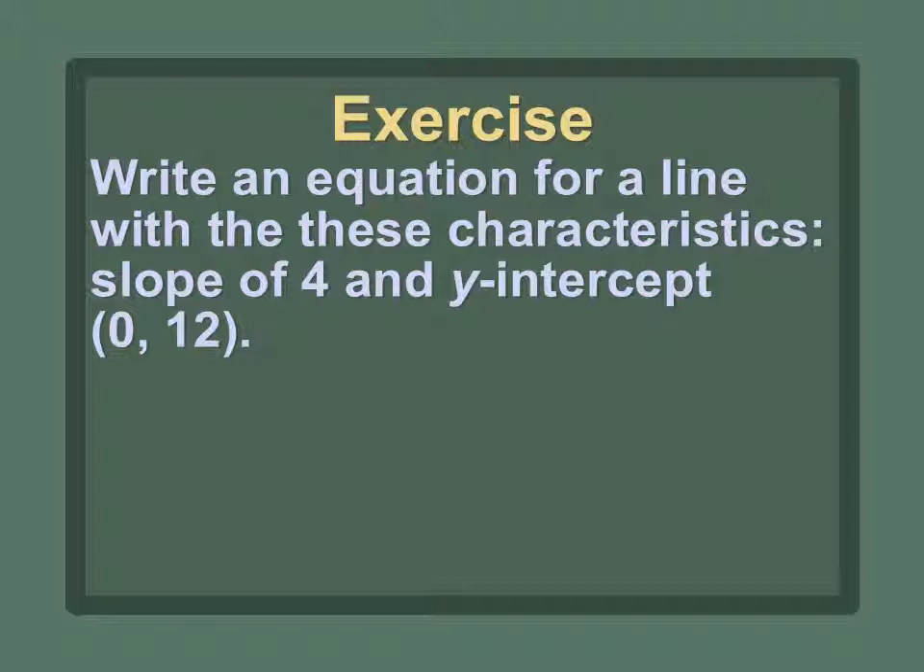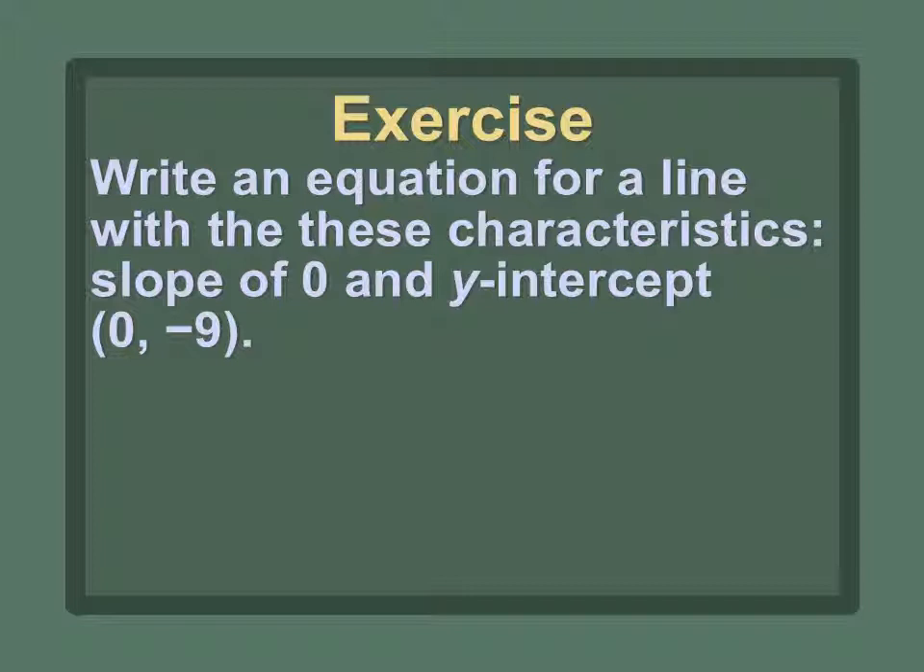So what if we want to actually write an equation? We want to write the equation for a line with certain characteristics. We have a slope of 4 and a y-intercept of (0, 12). Remember, slope is the m value in front of x, and the y-intercept is our b value in our equation. So if we think of y equals mx plus b, we just have to plug in m, which is 4, and b, which is 12, to get our equation y equals 4x plus 12.